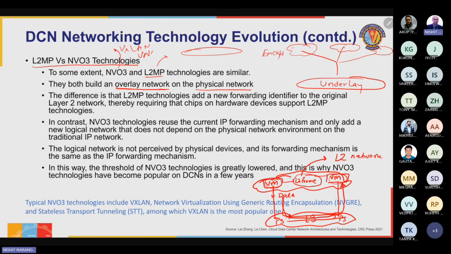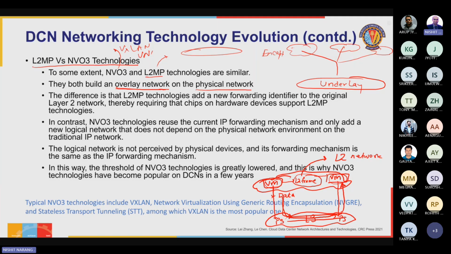The VMs see the data coming to them, which could be the layer 2 frame. They feel as if it got switched through the overlay network and reached them. But in reality, that layer 2 frame never got switched through the overlay network. What happened? It got tunneled through the underlying layer 3 network and reached the destination.